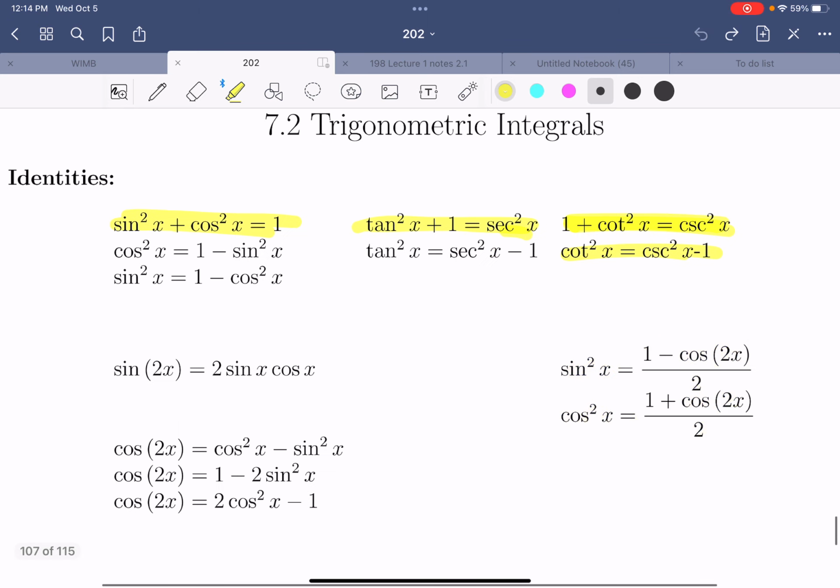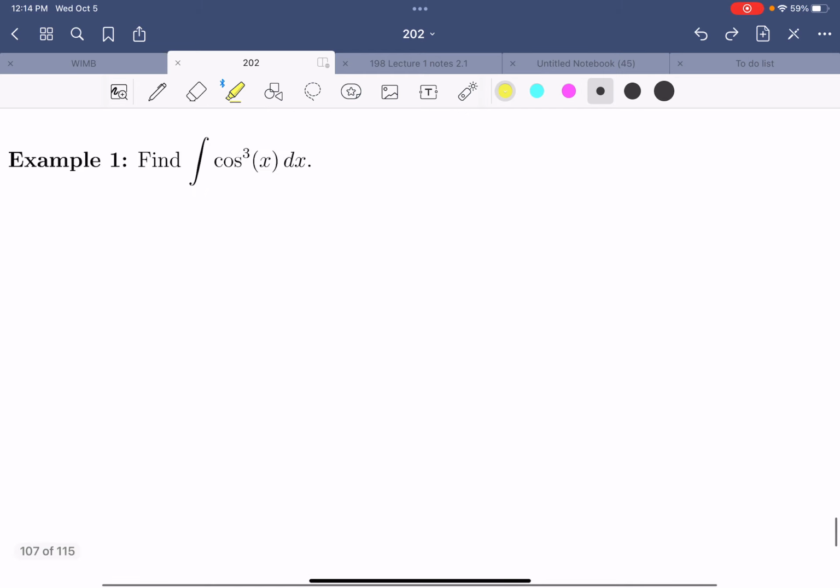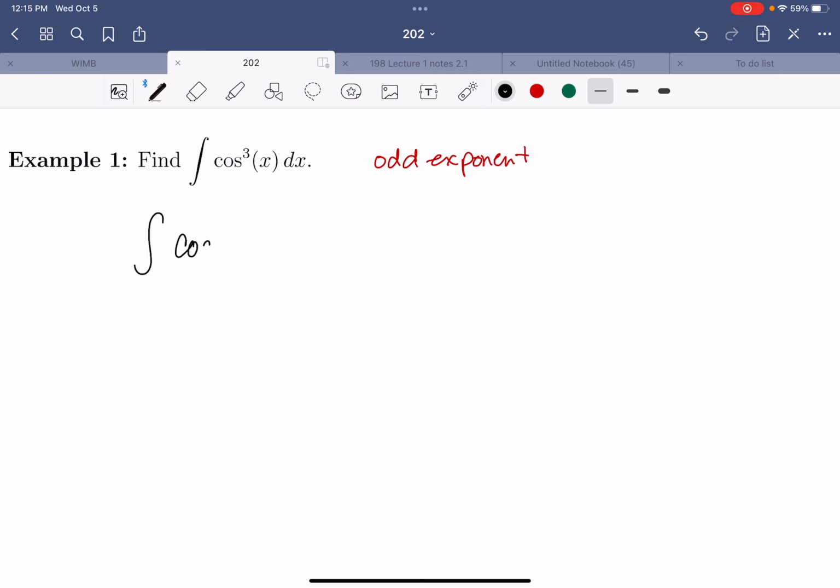I'm going to unhighlight them for a second so that we can use them later. So where are these useful? They're useful when we start taking integrals of trig functions that have powers. And there's 2 techniques here. So what I notice is that I've got cosine cubed, and cubed is an odd exponent. So we've got an odd exponent. When that happens, I'm going to separate this into cosine x times everything else. In this case, cosine squared.